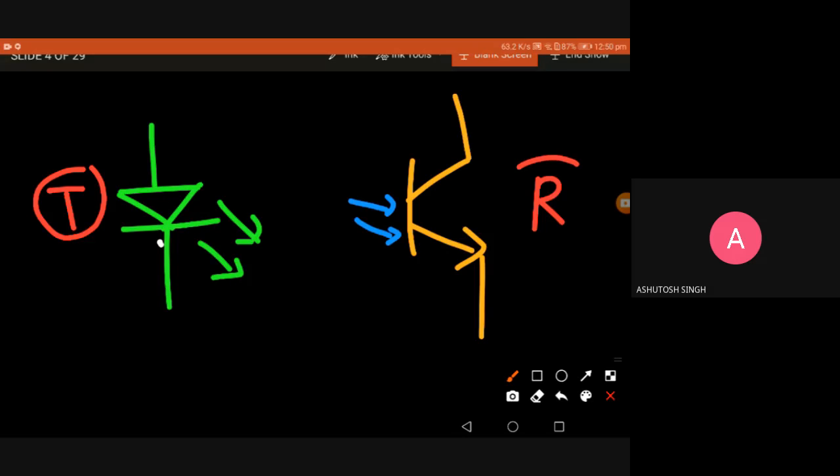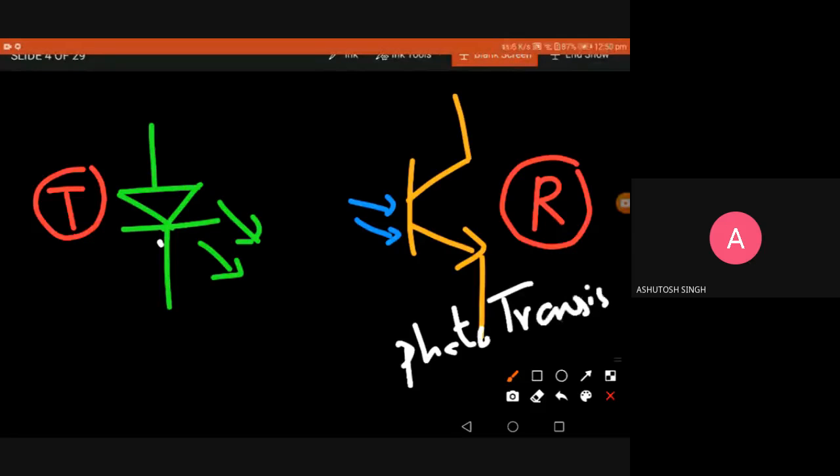Whenever the transmitter is powered on, radiation starts, and the receiver is a photo transistor. What is the function of a photo transistor? It is a sensor. Whenever light rays fall on its base, it becomes on. Ultimately, there's a PN junction, and a PN junction requires some energy. When there is some energy, there is a current flow. This energy comes from radiation or light or IR. So whenever photons fall on its base, the transistor becomes on.